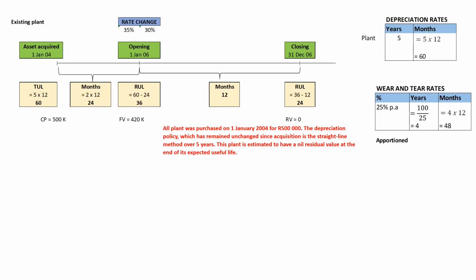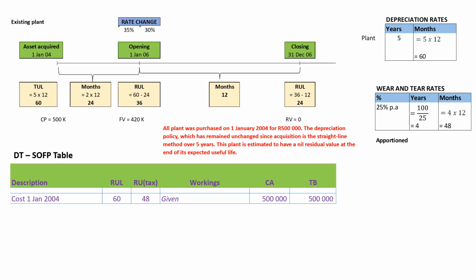As we progress with the different legs in the timeline, our deferred tax balance sheet table will expand. We can firstly start with the basics with what we're given. We know that as at 1 Jan 04, our carrying amount, which is the same thing as our tax base, is equal to our cost of 500,000 rands.